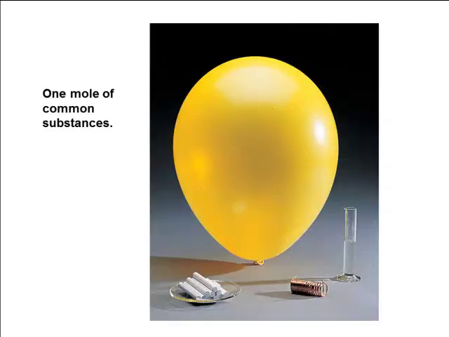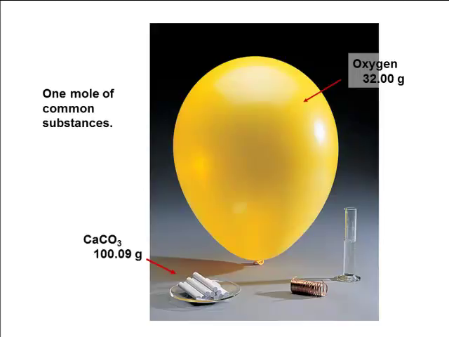All right, let's look at this in another example. So each one of those things is going to represent 1 mole of the substance. Inside the balloon, we have 1 mole of oxygen. It would have a mass of 32.00 grams. It would contain 6.022 times 10 to the 23rd oxygen molecules. If I have 1 mole of calcium carbonate, which is chalk, I'd have 100.09 grams of calcium carbonate. I'd have 6.022 times 10 to the 23rd calcium carbonate molecules.